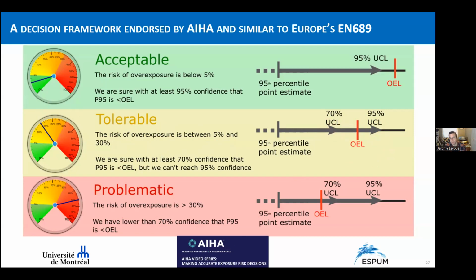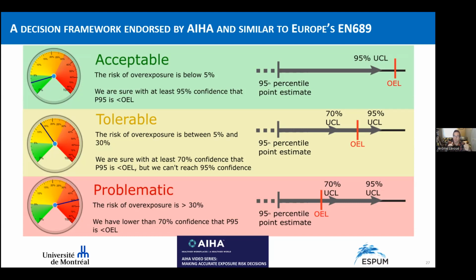Another way to look at it is to go through the motions of transferring from risk of overexposure to upper confidence limit without looking at this scheme. So if I say the chances of overexposure are 22%, it means that the chances of overexposure are below 30%, smaller than 30%, right? So the chance of overexposure is below 30%.